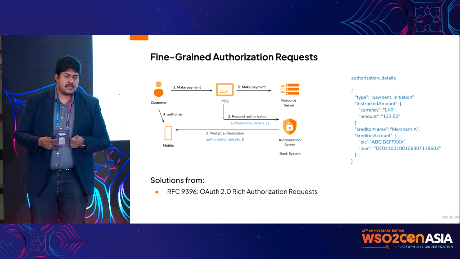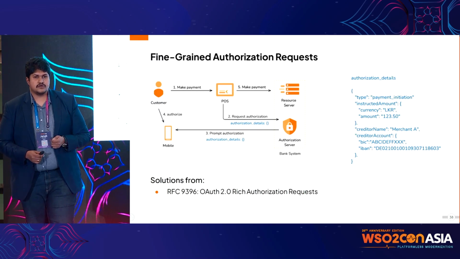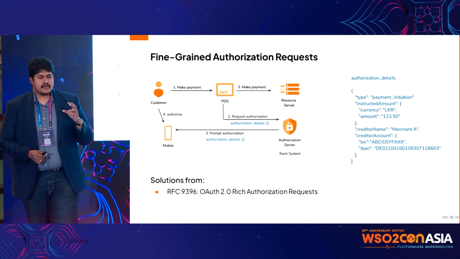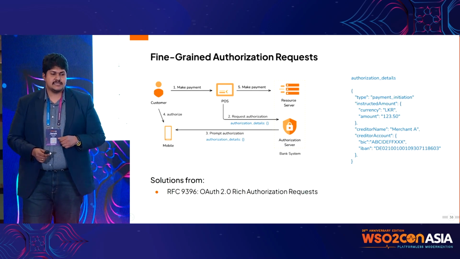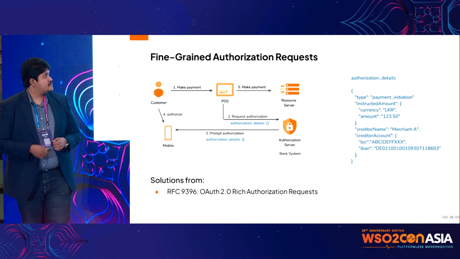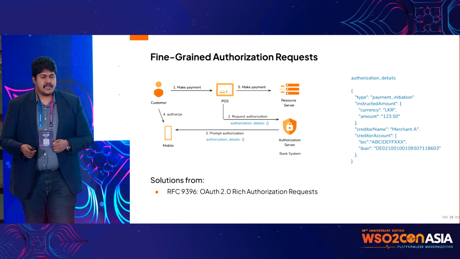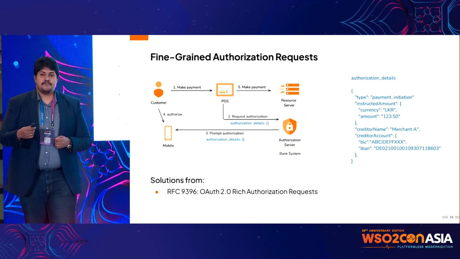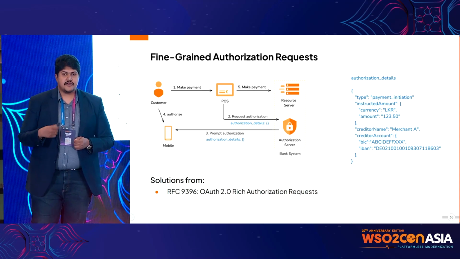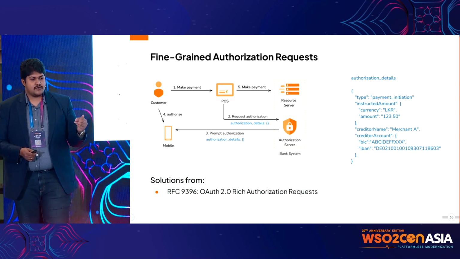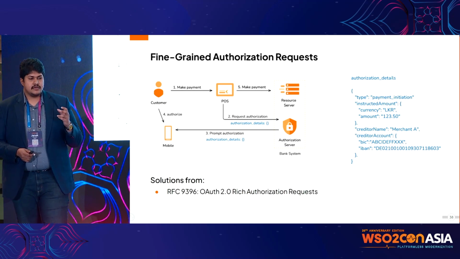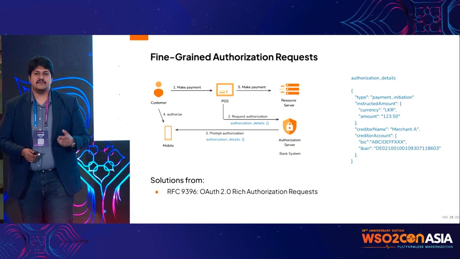So the solution comes from OAuth 2.0's Rich Authorization Requests, where you can create a more fine-grained authorization request with something called authorization details. Like you see on the screen, authorization details can contain a type, like say payment initiation. Then you can have the currency, the amount, the creditor, likewise. Now when the user does this authorization and the transaction is done, it's a very restricted transaction and it cannot be misused.